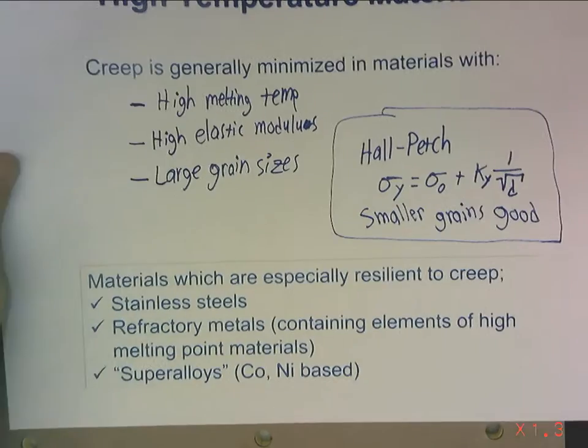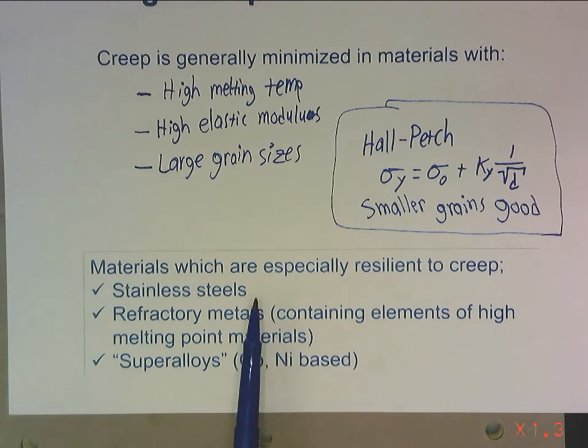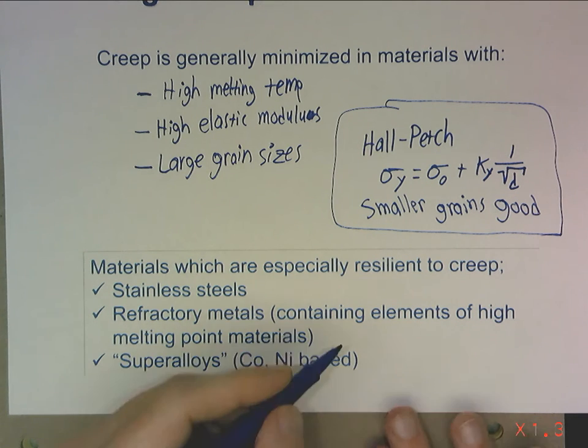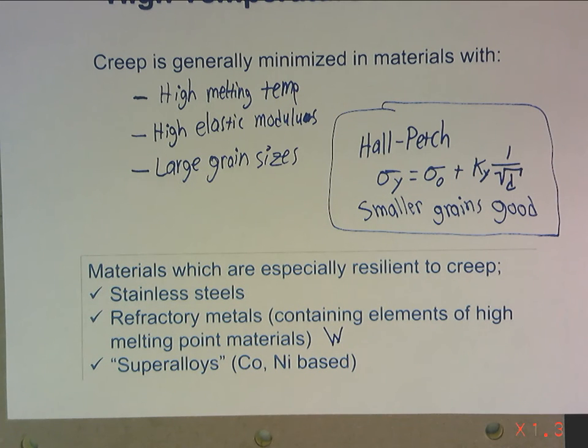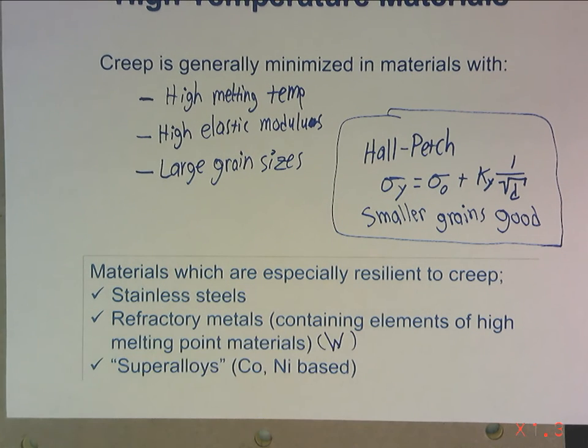So what do we like? Things that are especially resilient to creep: stainless steels, refractory metals, usually things that are going to have tungsten, right? So W is our periodic symbol for tungsten. But also we have a category that they literally call superalloys. I don't know, it was like the 60s or 70s and the era of comic books, and I guess they just decided to call it superalloys. Those usually have a lot of cobalt and nickel because those are higher melting point materials. Also, don't discount tungsten.